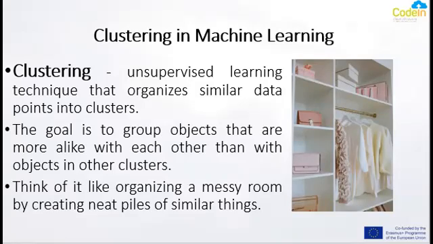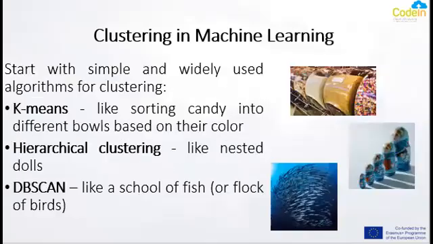The idea is that objects within the same cluster are more similar to each other than they are to objects in other clusters. Imagine you have a bunch of items in a messy room, but you want to organize them into neat piles of similar things. Clustering is like that. It's a type of machine learning technique that groups similar objects or data points together into clusters, without needing to know anything about the items beforehand. This helps to find patterns in the data and make it easier to understand.